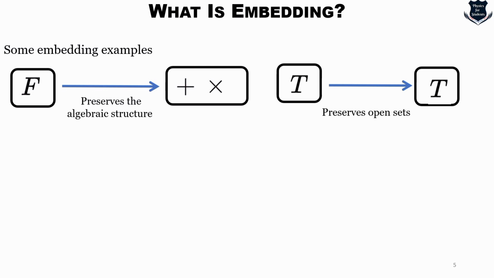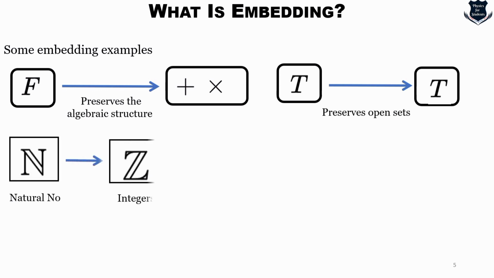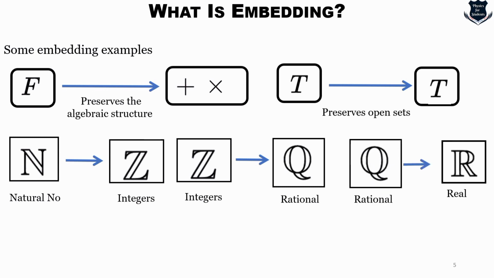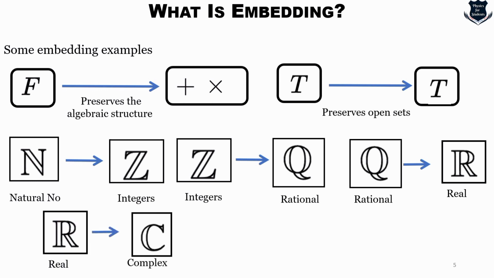Now, in many cases of interest, there is a standard, I would say canonical, embedding. For example, the natural numbers are embedded in the integers. The integers can be embedded in the rationals, then the rationals further into the real numbers, and the real numbers can get into the complex numbers. Okay, so these are simple examples of embedding. You see that the natural numbers are embedded into the integers, and the integers into the rationals, but not the other way round.